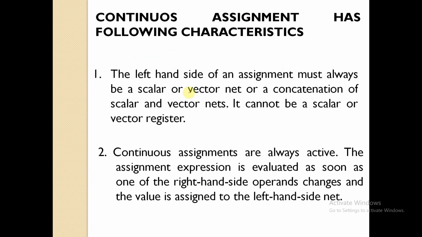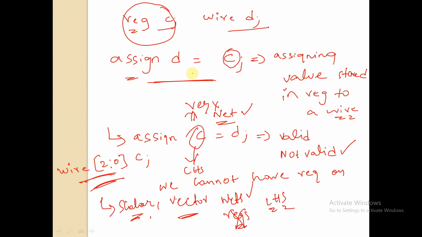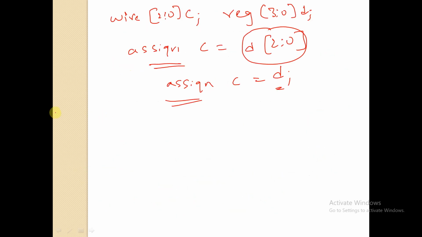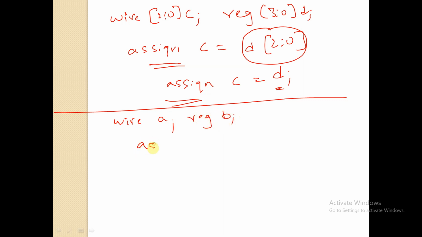Now coming to continuous assignment statements: they are always active. The assignment expression is evaluated as soon as one of the right hand side operands changes and the value is assigned to the left hand side net. So for example, if we have wire A and reg B, or else we can also have wire B on the right hand side. Right hand side can be a reg type or a wire type, no problem, but on the left hand side we should maintain only a net type.